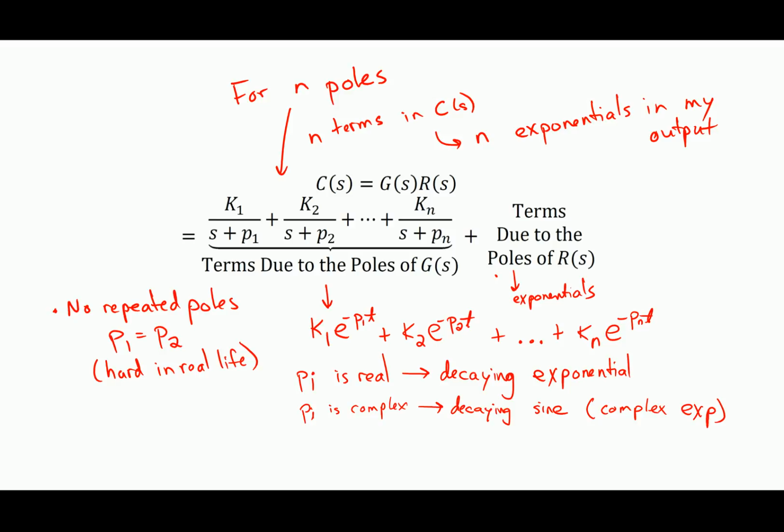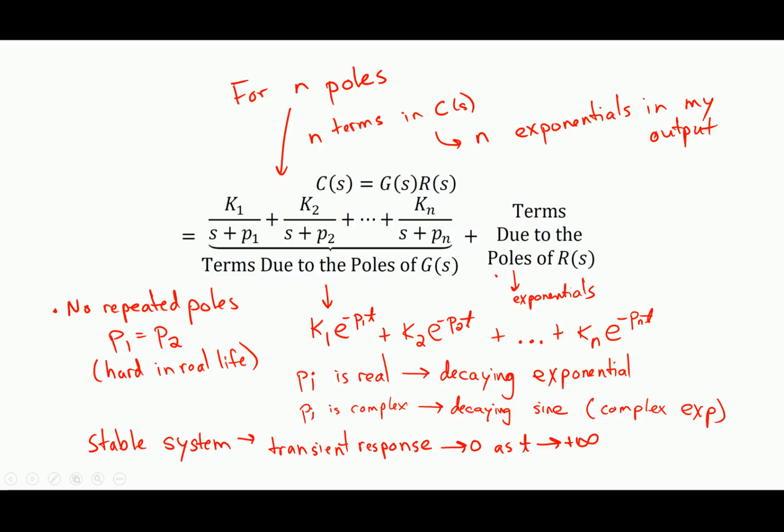The transient response of the system: if my system is stable, I know that my transient response goes to 0 as t goes to infinity. In other words, the transient response goes away.